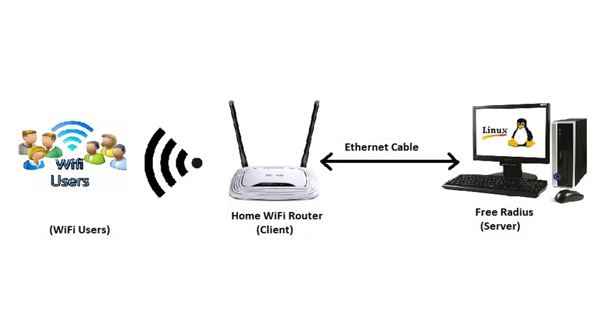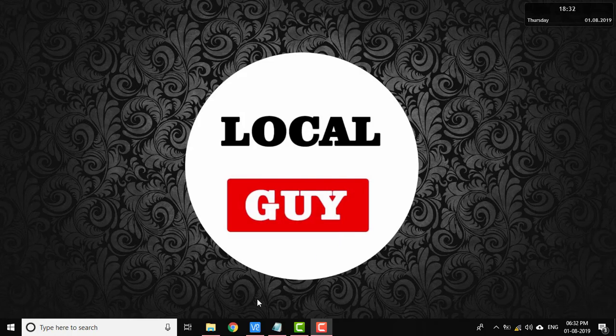When users try to connect to the Wi-Fi network, the Wi-Fi router will ask them to provide a username and password. The Wi-Fi router, which acts as a client, will send that username and password to the server, and the server will check that username and password in the database to allow that user on the Wi-Fi network or not. So let's start the configuration.